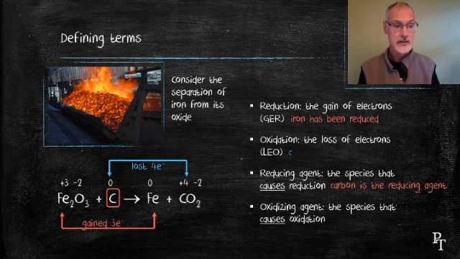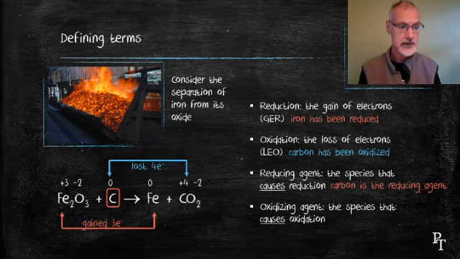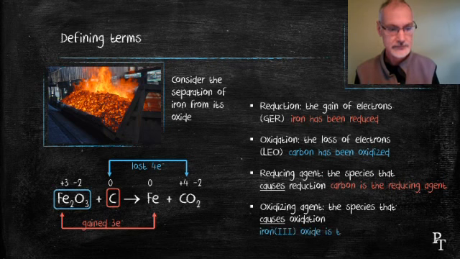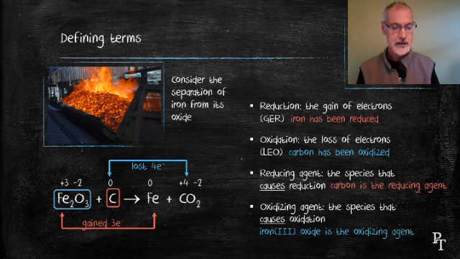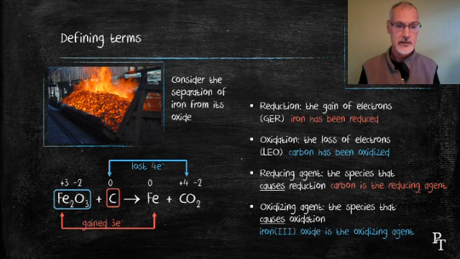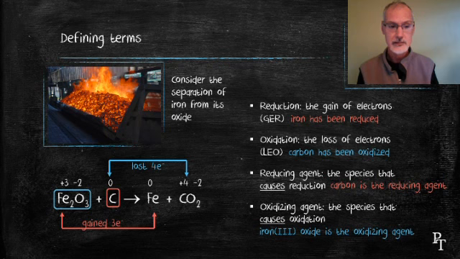Simultaneously, I can look at the carbon, which has lost 4 electrons, and say that it's been oxidized. And again, the substance that caused this oxidation was the iron oxide. It's worth noting at this point that the oxidizing agent is itself reduced, and the reducing agent is itself oxidized. This might seem somewhat paradoxical.